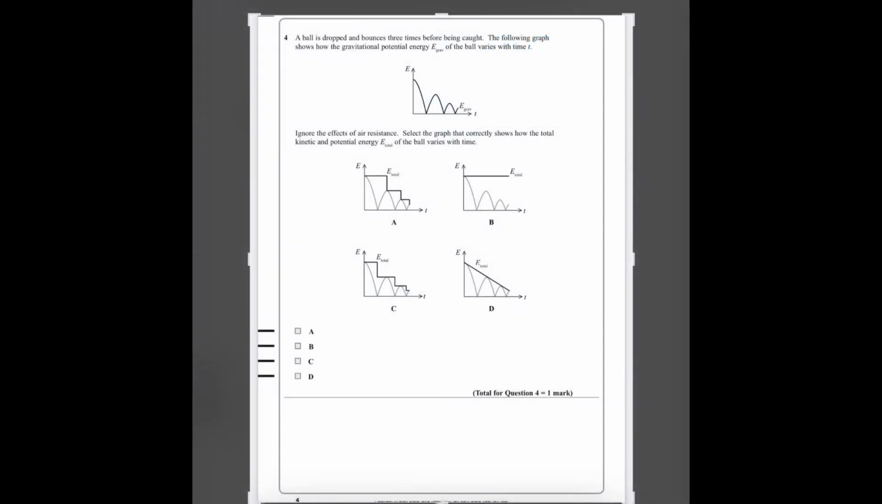Number 4. A ball is dropped and bounces 3 times before being caught. So here we have a surface and the ball is dropped from here. It bounces, it reaches the ground, goes back up, reaches the ground, goes back up, reaches the ground, and then it is caught. So we can see that the highest height reached decreases, right?